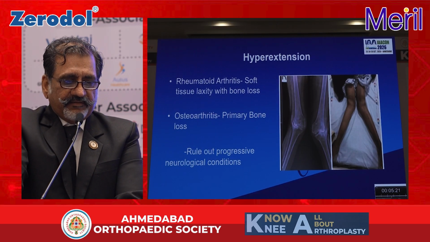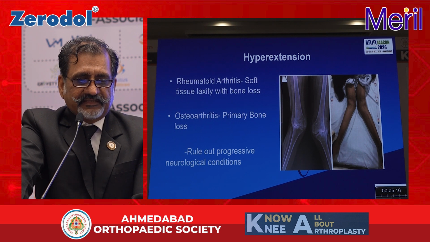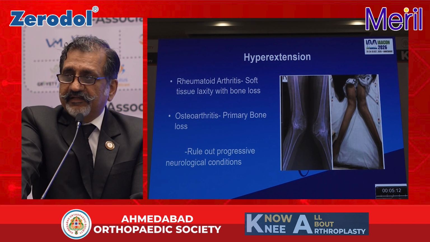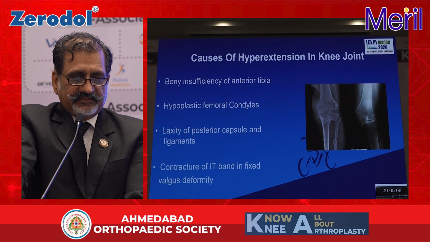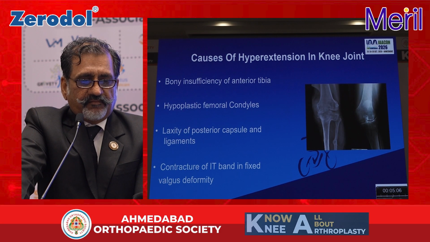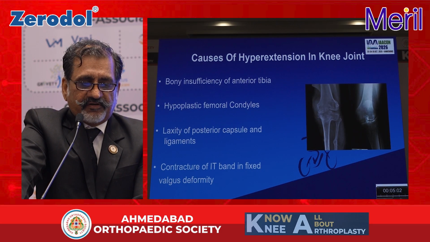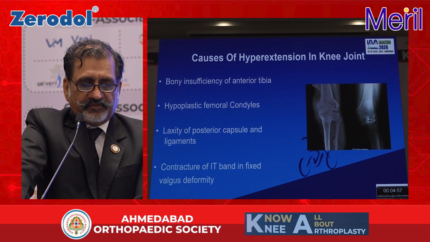So in recurvatum, a rheumatoid patient usually comes with soft tissue laxity with bone loss. In OA patients, primarily bony loss. So rule out progressive neurological conditions. Causes: bony insufficiency of the anterior tibia, hypoplastic femoral condyle, compromised collaterals and posterior capsule.